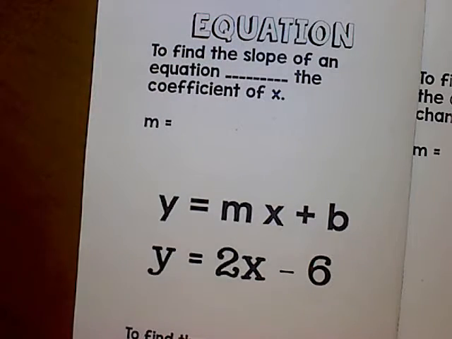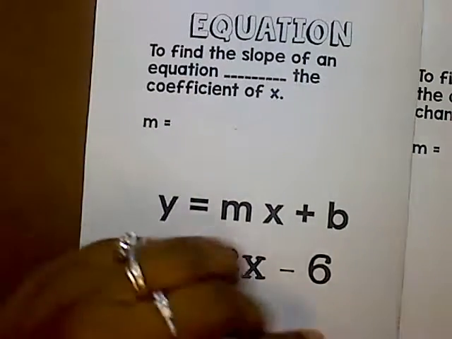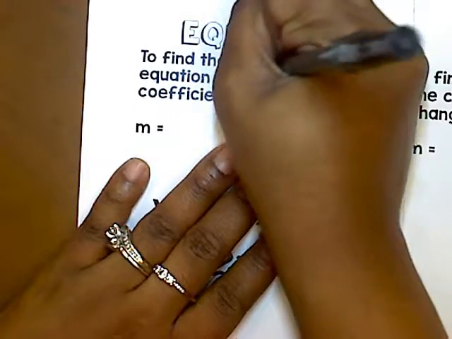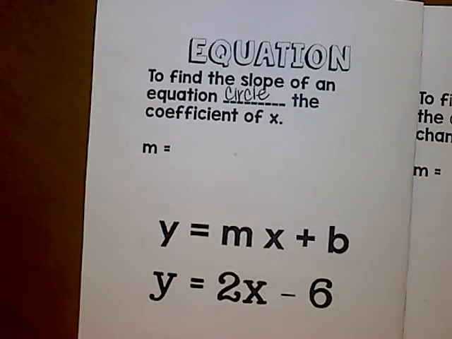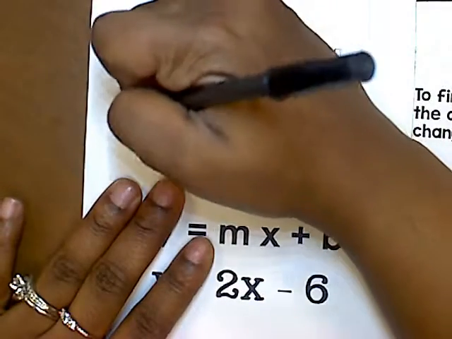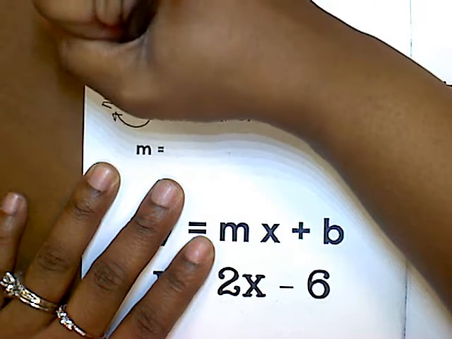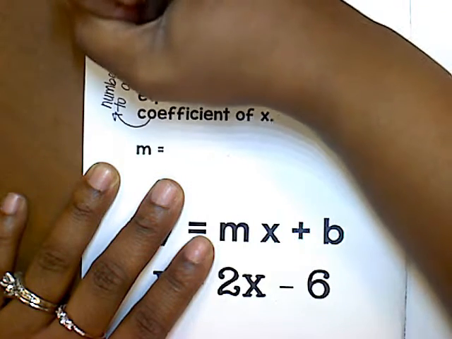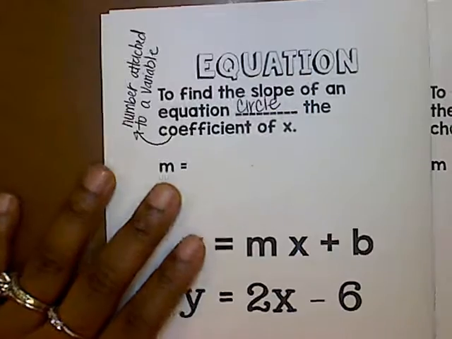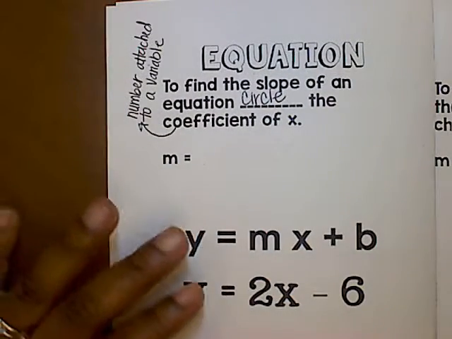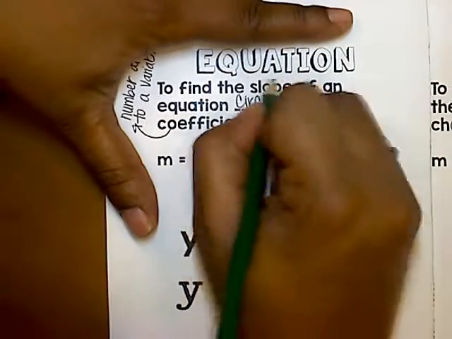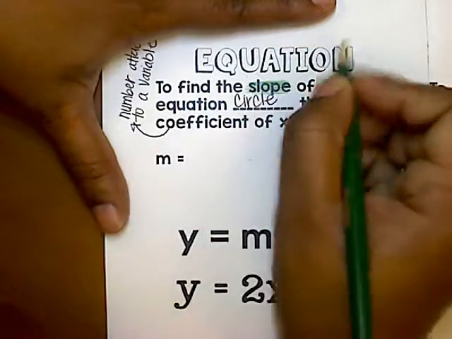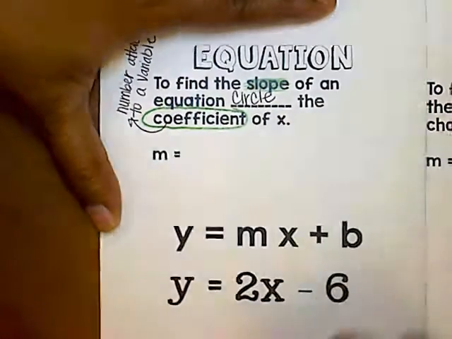So, how to find the slope of an equation. The first step, you're just going to circle the coefficient of x. Remember, coefficient is just a number that is attached to a variable. So that is important to remember. So we want to circle that coefficient. I'm going to use this color here to represent my slope. So my slope is going to be green in this case. And again, we're going to circle the coefficient.